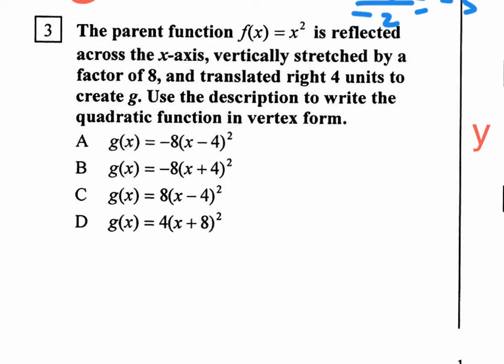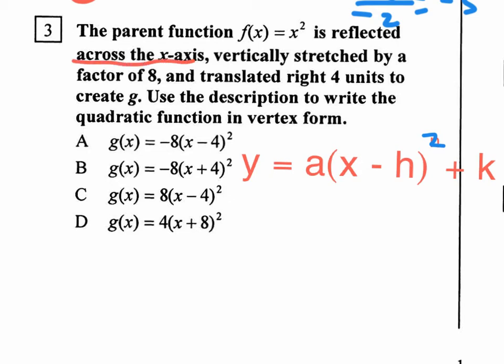So ladies and gentlemen, once again, you need to know this right here. y equals a parentheses x minus h to the n power plus k. And again, when it's a quadratic, you're talking about 2 right there instead of n. So let's go with the first instruction. They tell us to reflect it across the x-axis. How do you reflect across the x-axis? Change the sign of a.